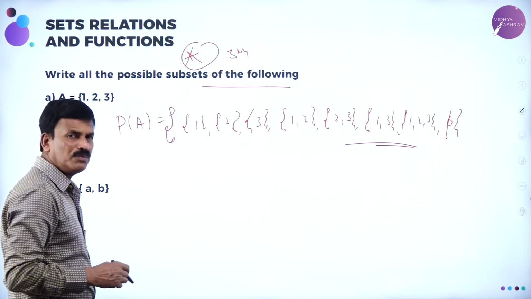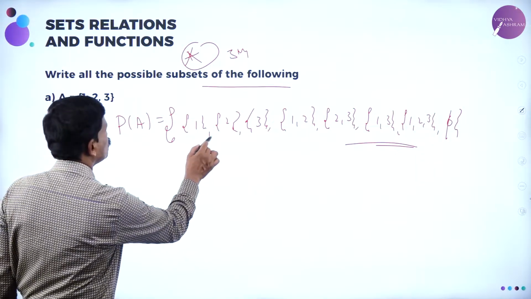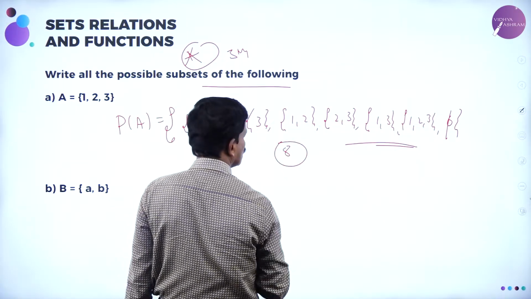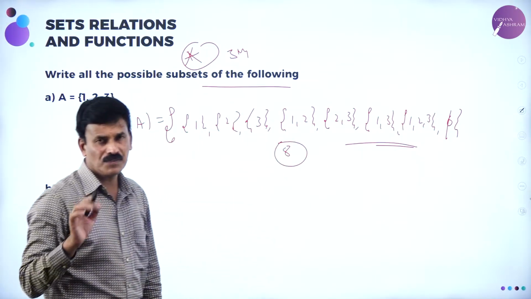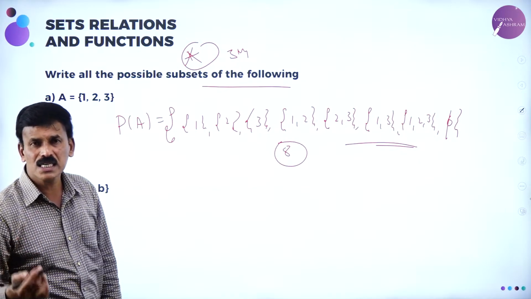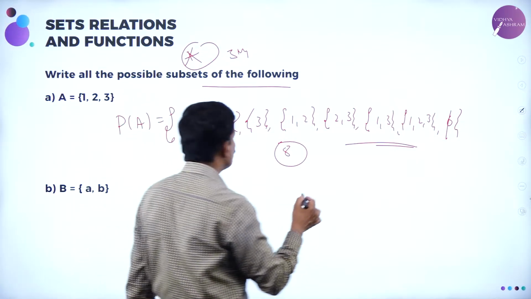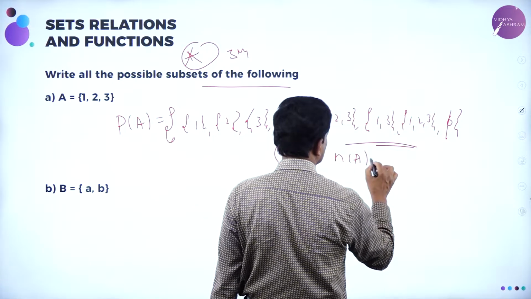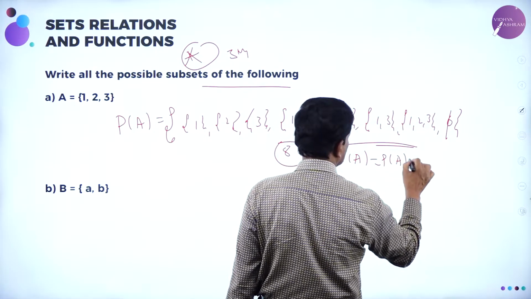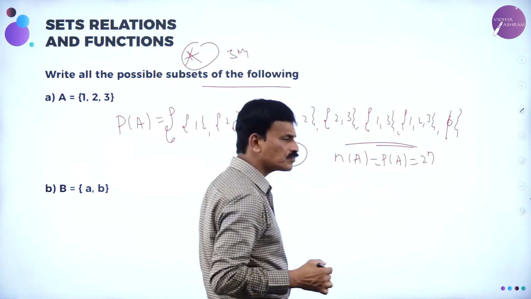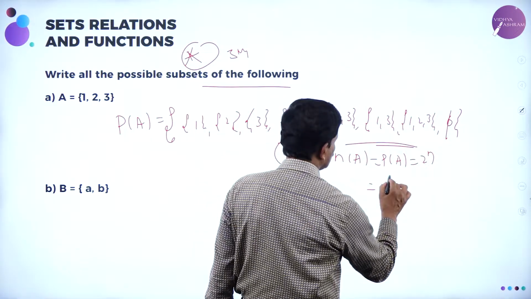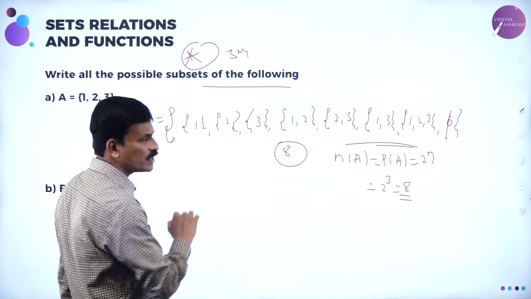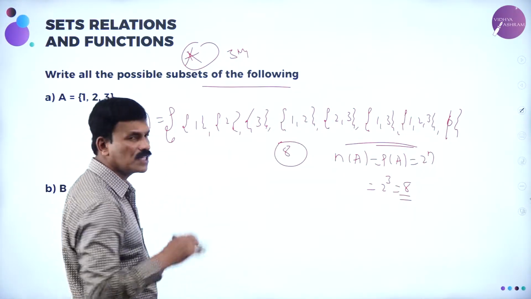See, how many subsets are there? 1, 2, 3, 4, 5, 6, 7, 8. 8 subsets are there. So, in general, if a set A contains n elements, then the number of subsets of A, denoted as P of A, the power set, is always equal to 2 to the power of n, that is 2 cube is 8. I will explain that in a moment. For the time being, the number of subsets here we have is 8.